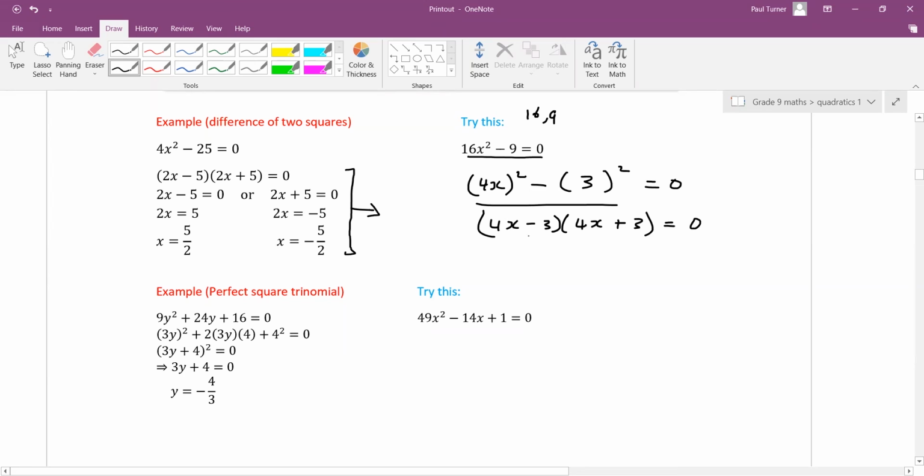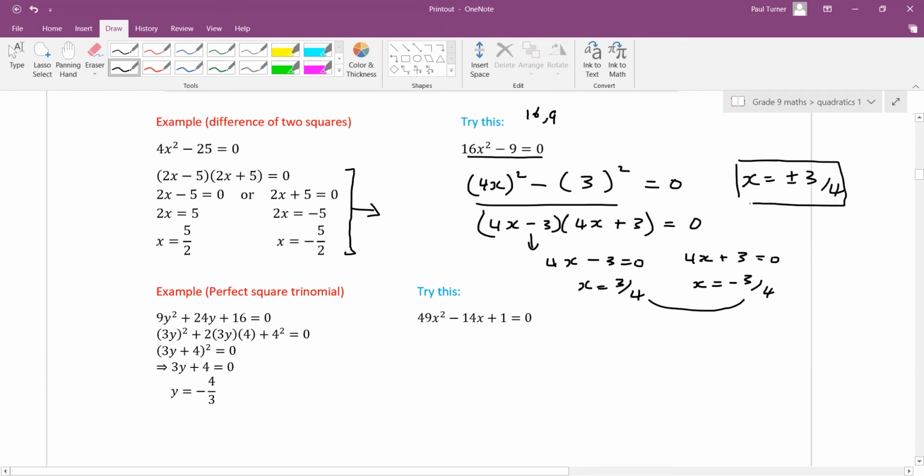So that means this factor, 4x minus 3, will equal 0. And this one, 4x plus 3 equals 0. So x here would be 3 on 4. Move the 3, divide by 4. And this one would be minus 3 on 4. Normally they're the same number, but different sign. So you could write that as x equals plus or minus 3 on 4, like that. That's one way to write it.